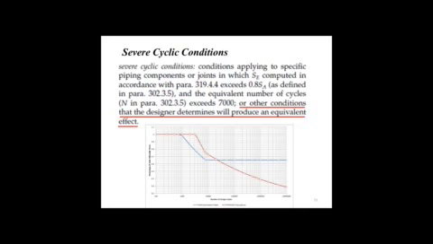Now, what I wanted to do was include severe cyclic condition discussions. The B31.3 code talks about severe cyclic conditions and gives you a number of criteria that you have to satisfy. It does say that you've got to decide, as the designer, if you exceed 0.8 SA in 7,000 cycles, or other conditions that you as the designer determine will produce an equivalent effect.